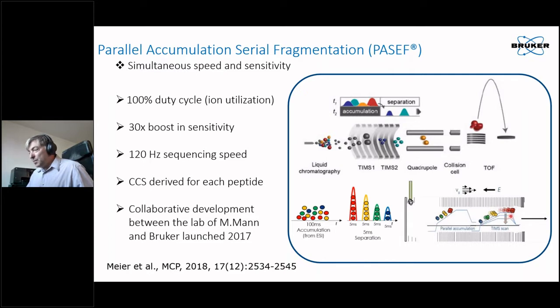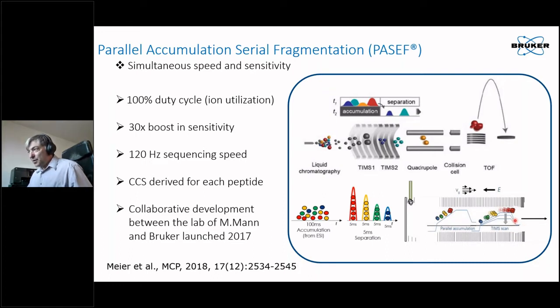The parallel accumulation part comes about because we have this broken up into two sections. While we're scanning this voltage down, we're accumulating the next batch of ions over here. When this is all the way down and empty over here, we raise it again, transfer the next batch of ions, and scan them out.